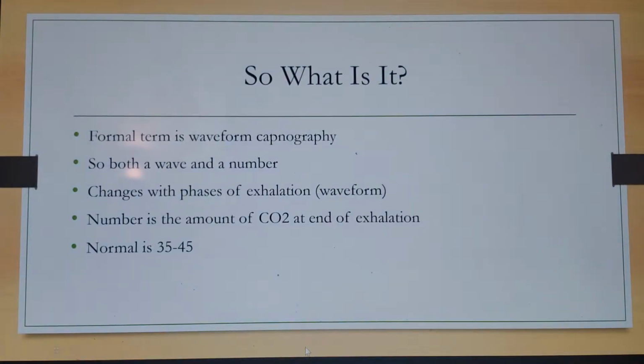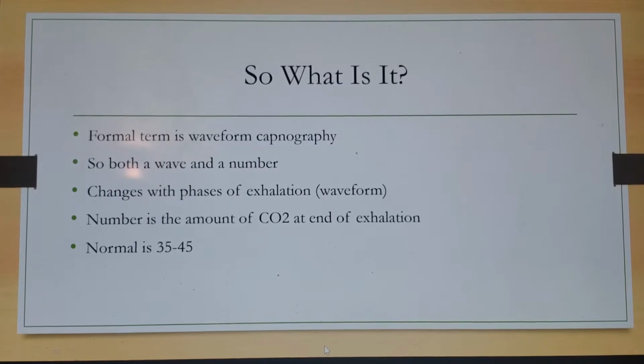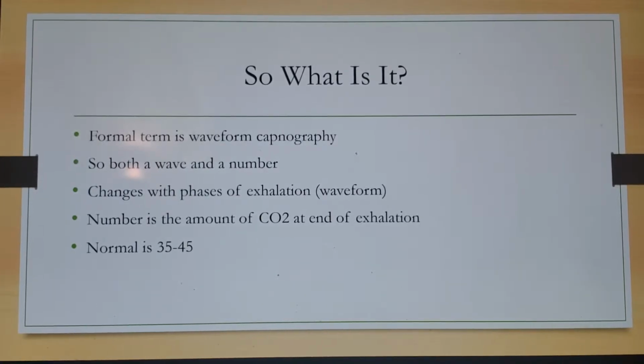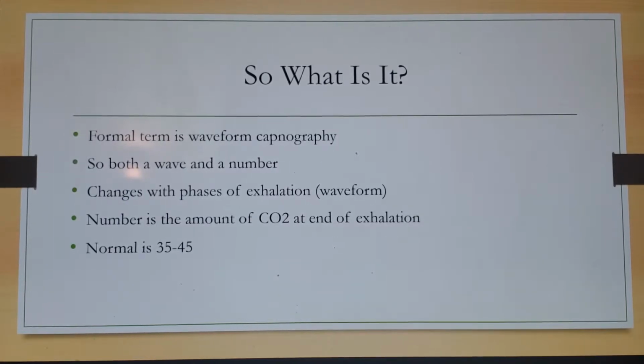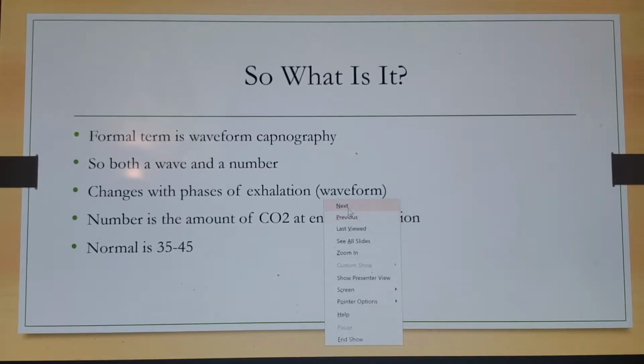So what is it? Basically, the formal term is called waveform capnography. But remember, it's both a wave and a number. And I think a lot of times we get focused on the specific number and we don't pay any attention to the shape of the waveform. And we can get a lot of information from that. The number is the amount of CO2 at the end of exhalation. And the normal number is 35 to 45. The other part's called the waveform, and we'll show you a picture of that as well.